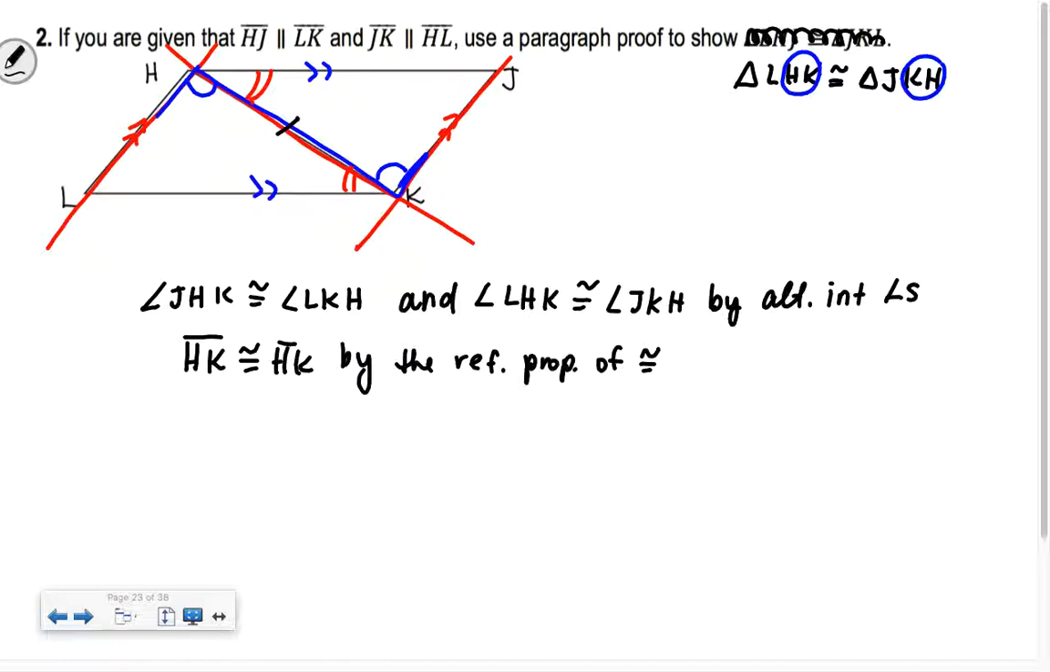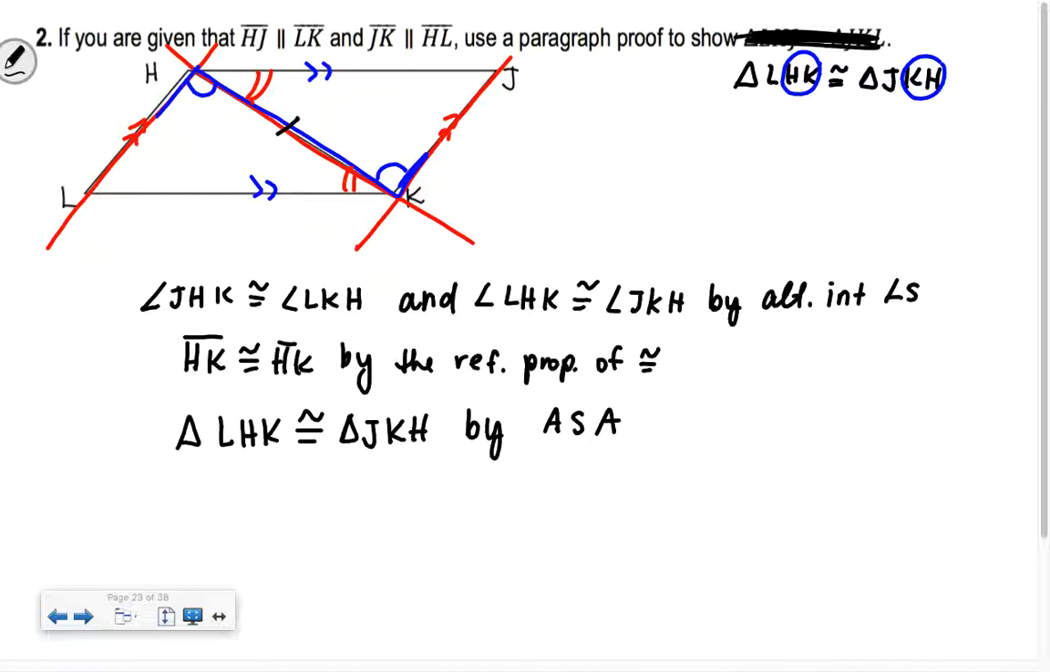Okay, so anyway, we have the reflexive property of congruence. So now we can say those triangles are congruent. So we can say LHK. Oh wait, did I have angles? No, I didn't have angles. We'll still keep it that. So triangle LHK is congruent to triangle JKH by angle, side, angle, right? Do you see that?